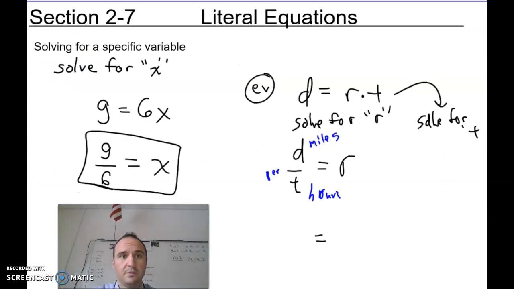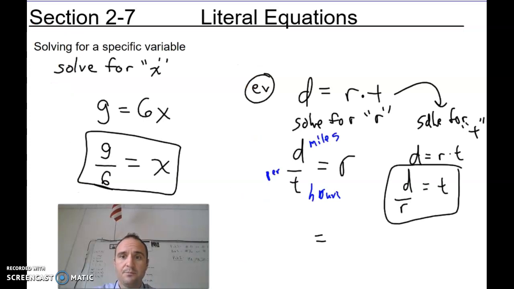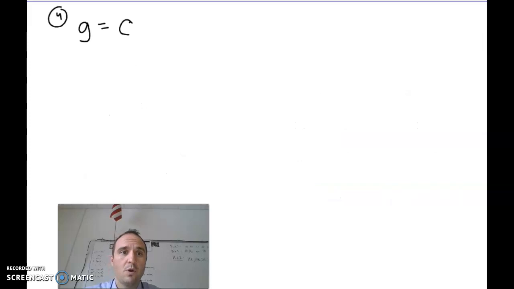You will get T equals D divided by R, because R is being multiplied to get D.